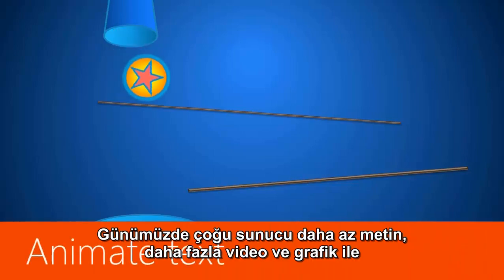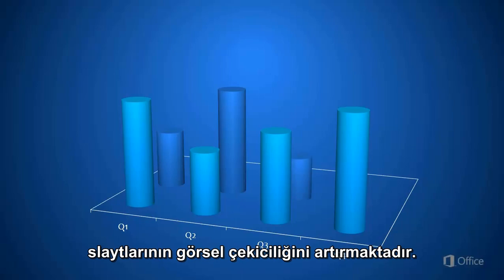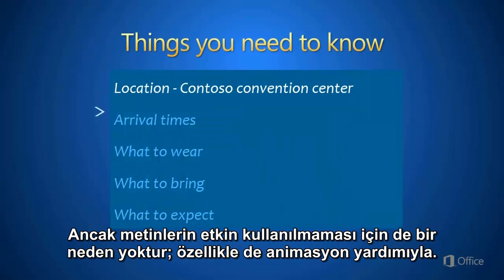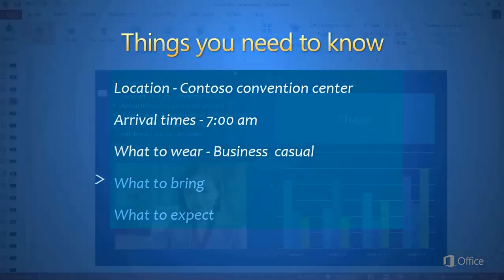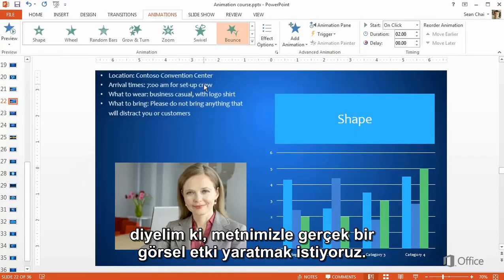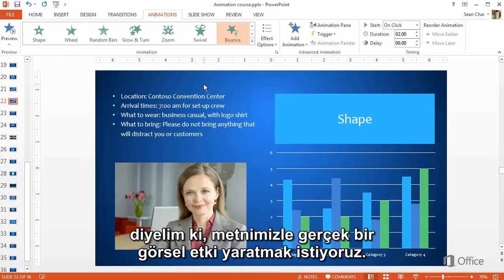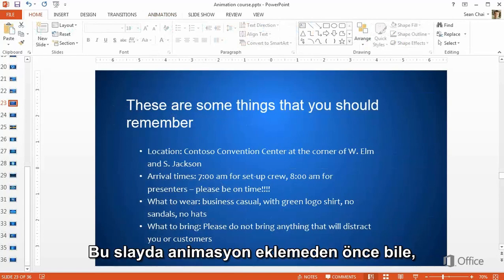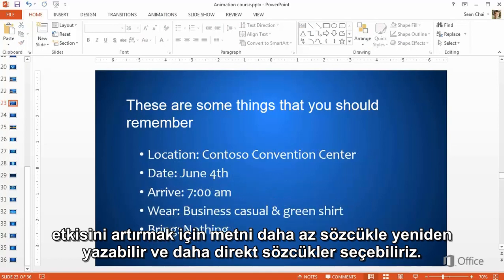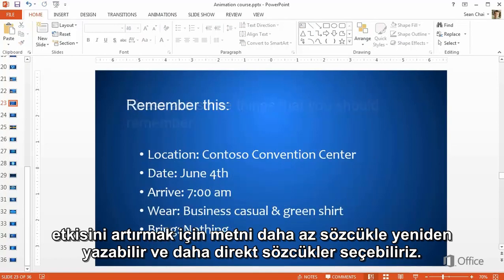Many presenters these days are using less text and more things like videos and charts to make their slides more visually appealing. But there's no reason why text can't be used effectively, especially with the help of animation. You already saw how to add basic motion animations to text, but let's say we want our text to really have a visual impact. Before we even add animation to this slide, we can add impact by rewriting the text to use fewer words and choosing words that are more direct.